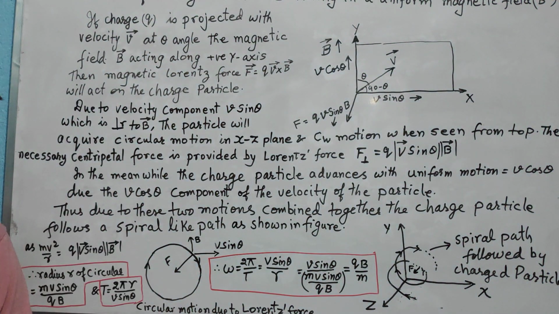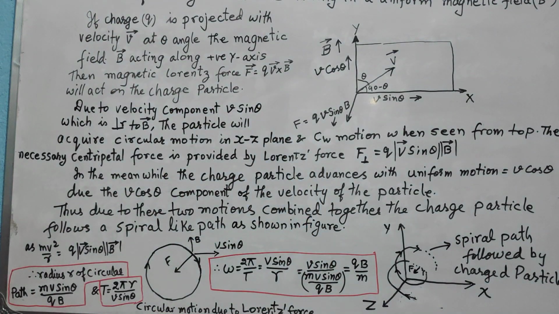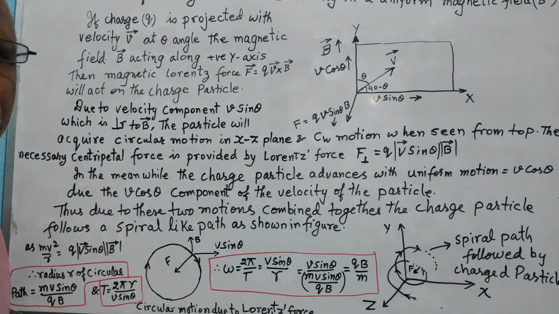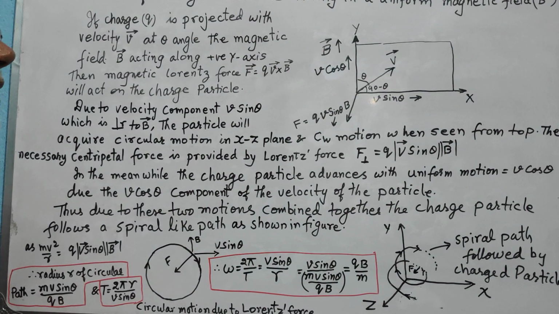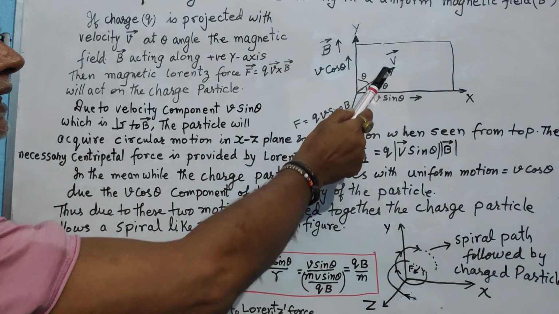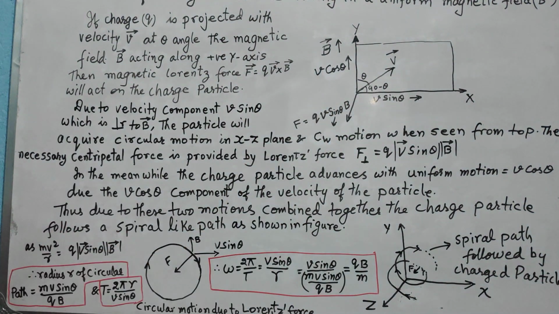Dear students, today we are going to discuss a bit difficult topic, where we shall be seeing what the motion of a charged particle placed in a uniform magnetic field is. Here we assume that a charge Q is moving with a velocity v in a magnetic field B such that the velocity of the particle is making theta angle with the direction of the magnetic field.